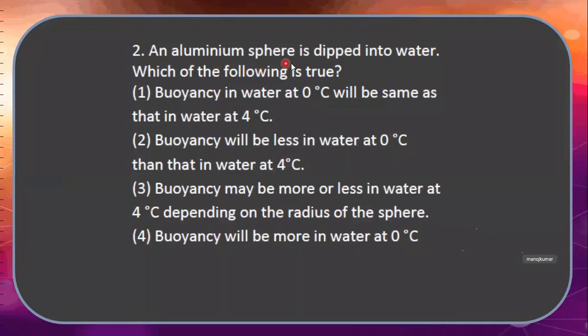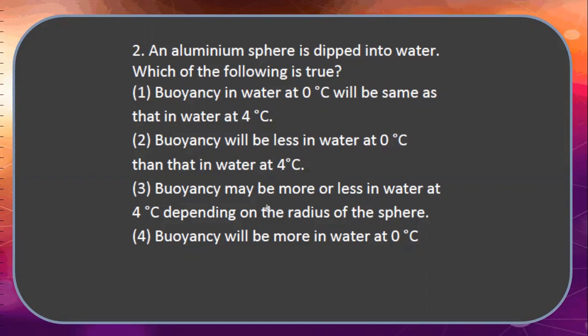An aluminum sphere is dipped in water. Which of the following is true? Water up to 4 degrees centigrade, instead of decreasing its volume, expands. So at 4 degrees centigrade, the density will be more, which means the buoyant force will be more. At 0 degrees centigrade, less buoyant force will be there, and at 4 degrees centigrade, more buoyant force is there.